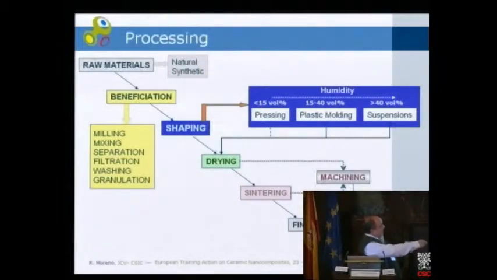Consider, as stated by Paul Bowen, that even in the case of pressing, we prepare granules, controlled granules, by freeze drying or by spray drying. And in this case, we also need a concentrated suspension to obtain the granules.